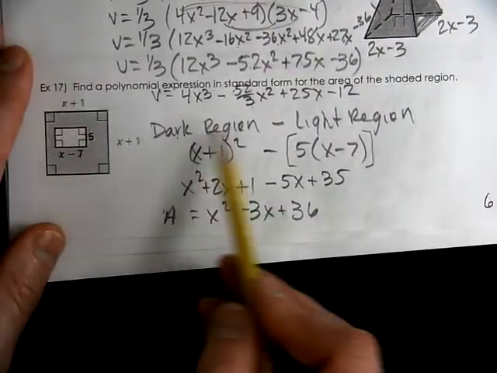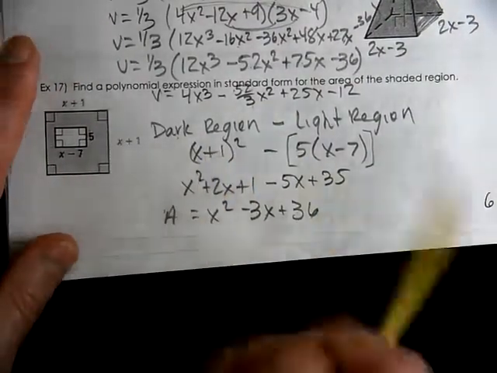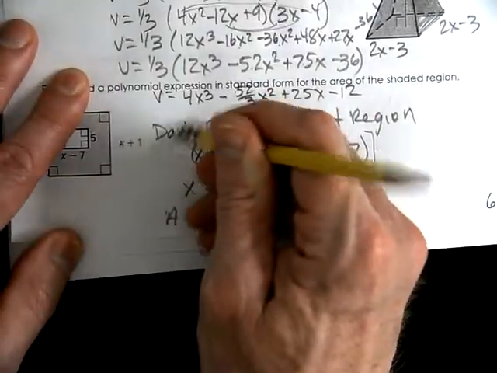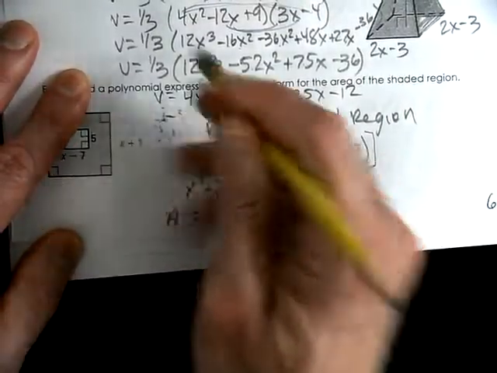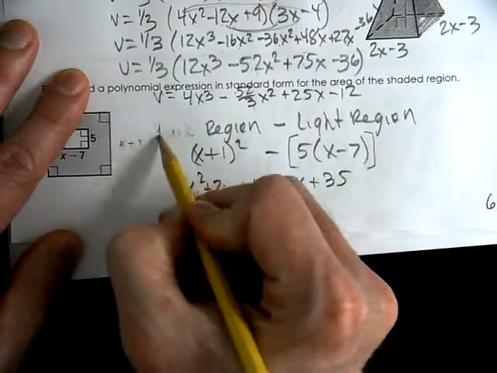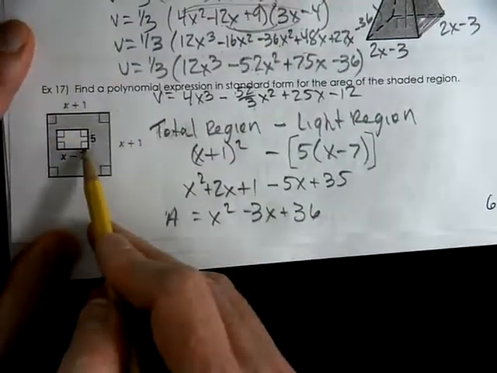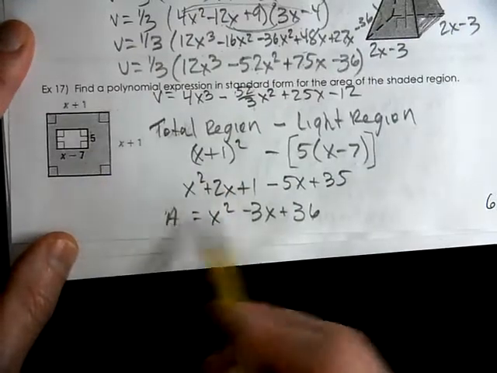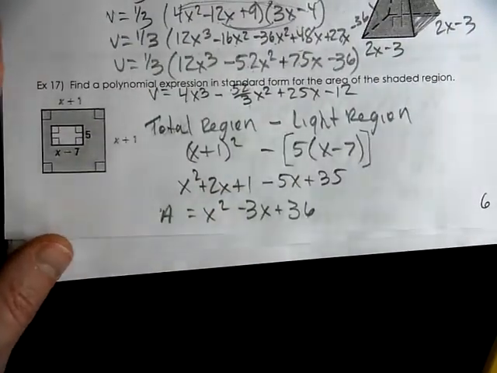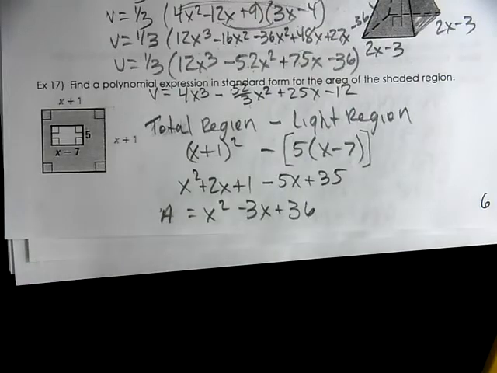Okay, I used the term dark region minus. This would really, I guess, not be the best terminology. What we're looking for is the dark region. This is the total region. That's the total area minus the light gives us the dark region. Be sure my terminology was right there for you.